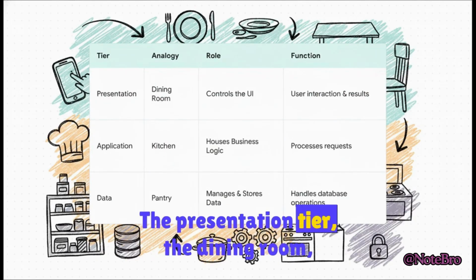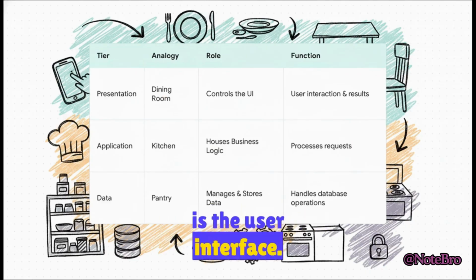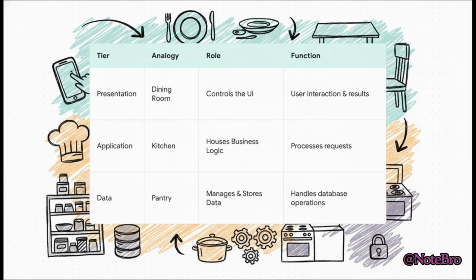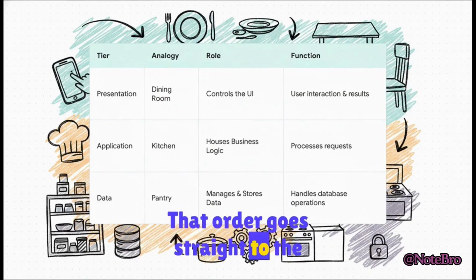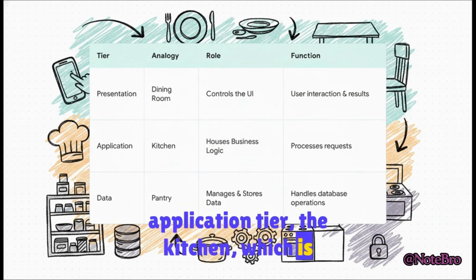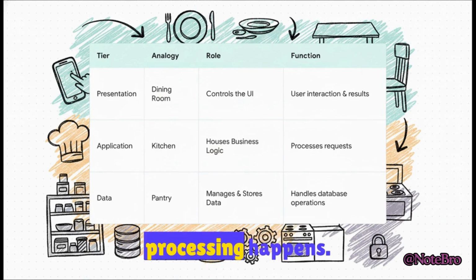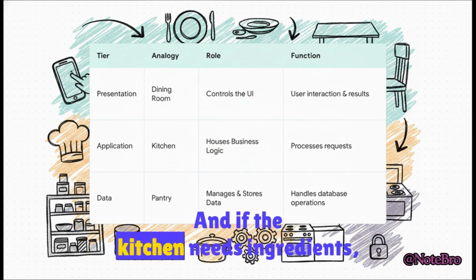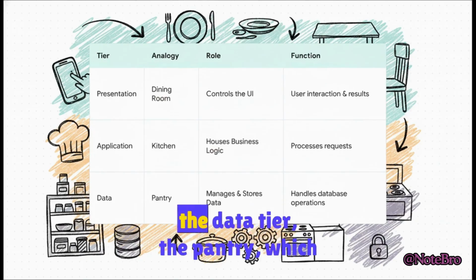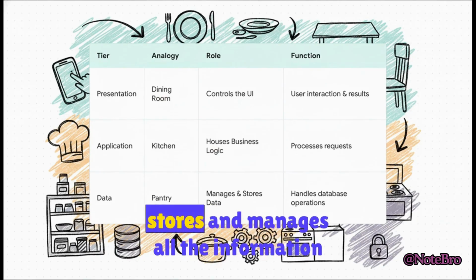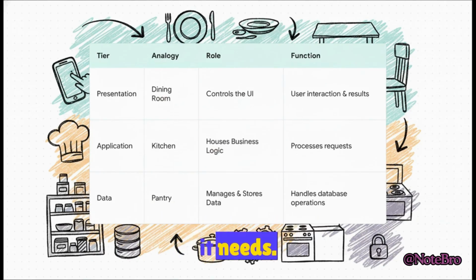The presentation tier, the dining room, is the user interface. It's what you see and what you touch. When you tap, you're basically placing an order. That order goes straight to the application tier, the kitchen, which is where all the real work, the processing, happens. And if the kitchen needs ingredients, it just pulls them from the data tier, the pantry, which stores and manages all the information it needs.